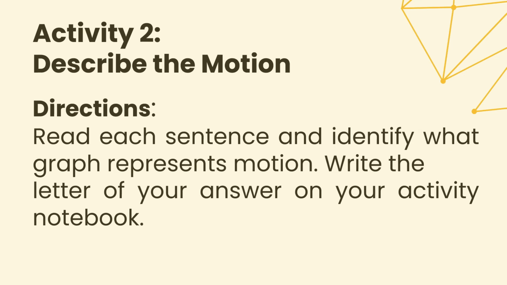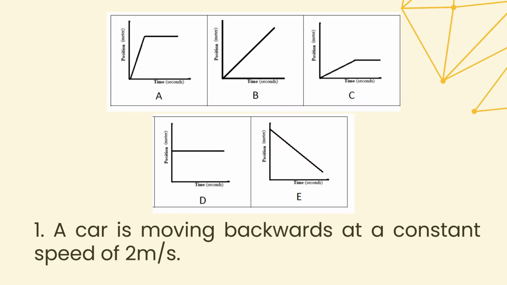Explore. Answer this activity 2. Describe motion. Read each sentence and identify what graph represents motion. Write the letter of your answers on your activity notebook. 1. A car is moving backwards at a constant speed of 2 meters per second. You can choose from the graphs A, B, C, D, or E.